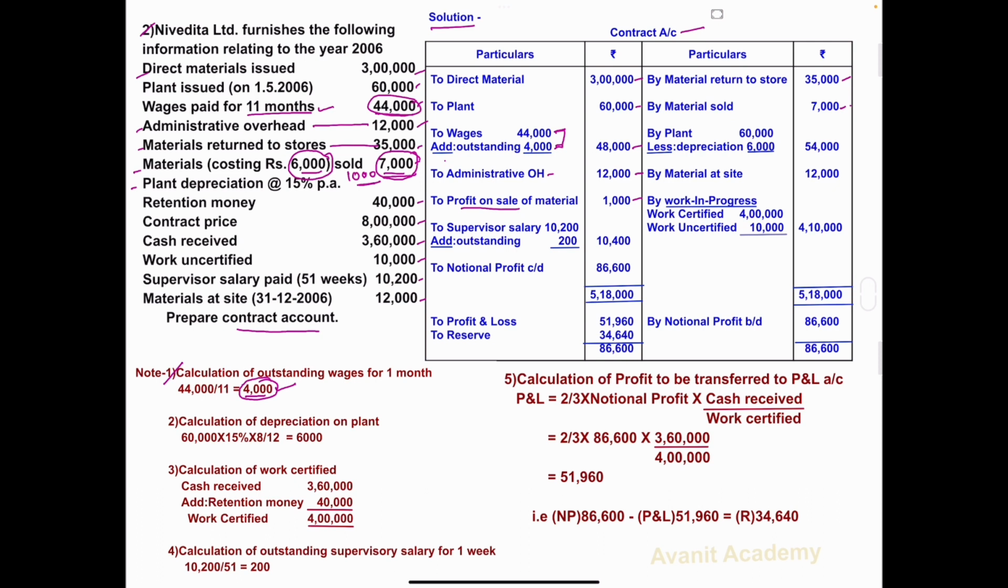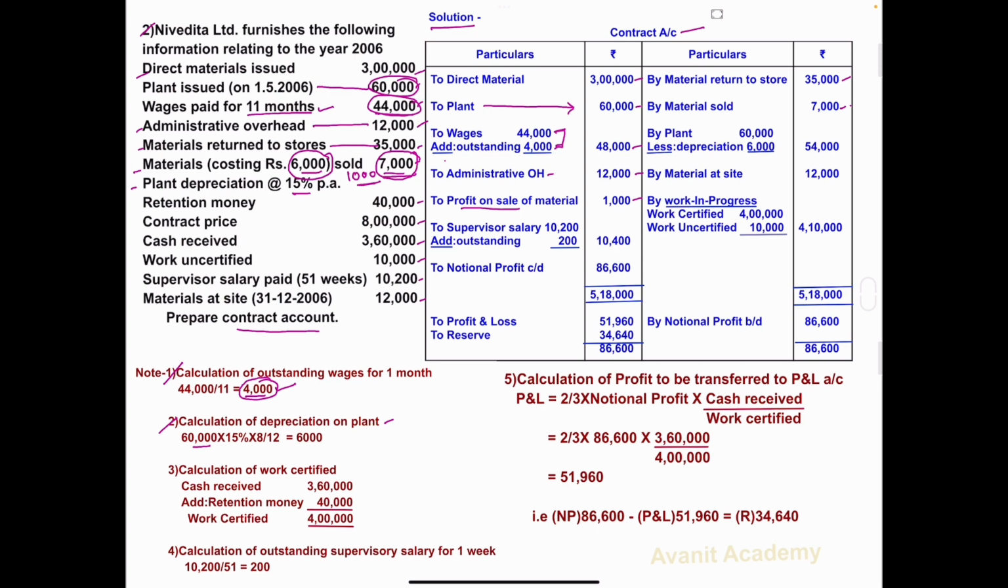Next, plant depreciation at 15%. So we have to calculate the depreciation on plant at 15%. So we'll prepare note number 2, calculation of depreciation on plant. So the value of plant is, see the second entry, plant issued on 1st May 2006. The value of plant is 60,000, which we have recorded in the debit side. Got all of you? So 60,000 is the value of plant.